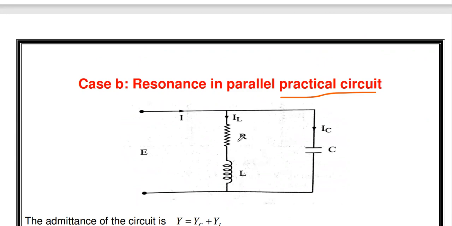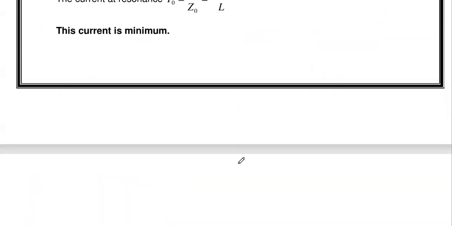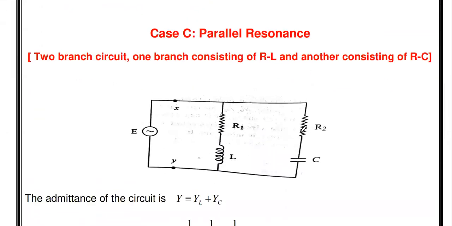So that's why this is a second parallel circuit: an inductor in series with a resistance, in parallel with the capacitor. So this is also one of the parallel RLC circuits, with two branches. Similarly, the third case is also a parallel resonance circuit. Here the inductor in series with the resistance R1 is connected in parallel with the capacitor C in series with the resistance R2.